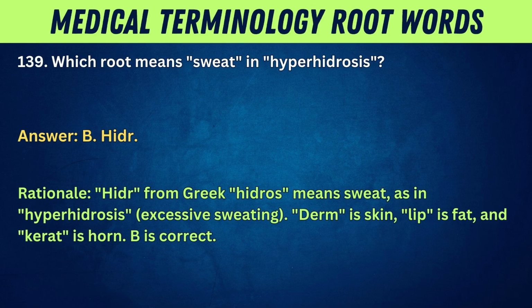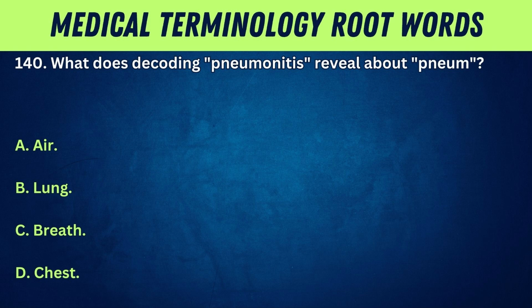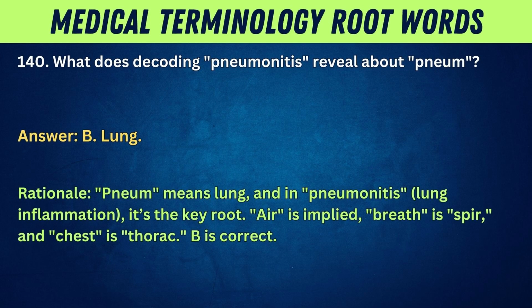B is correct. 140. What does decoding pneumonitis reveal about pneum? A. Air. B. Lung. C. Breath. D. Chest. Answer: B. Lung. Rationale: pneum means lung, and in pneumonitis, lung inflammation. It's the key root. Air is implied, breath is spir, and chest is thorax.